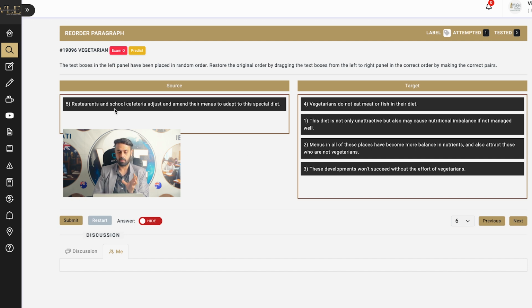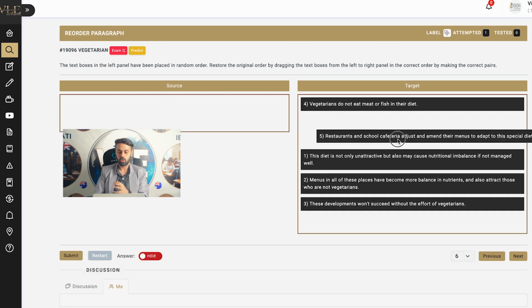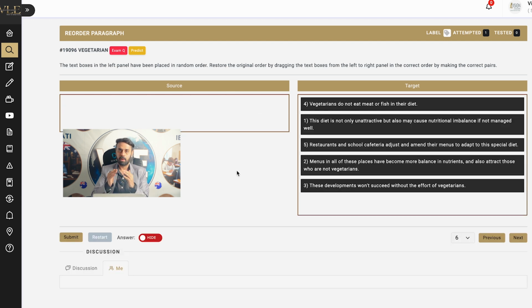Now I need to read just number 5, and then automatically I will be able to find 1 more pair, hopefully. Restaurants and school cafeterias adjust and amend their menus to adapt to this special diet. So restaurants and school cafeterias are adjusting to adapt to this special diet. What are they adjusting? Their menus. Guys, we have also read menus somewhere else as well, number 2. But what they're saying in number 2 is menus in all of these places. Which places? Restaurants and cafeterias. So automatically 5 will come above 2.